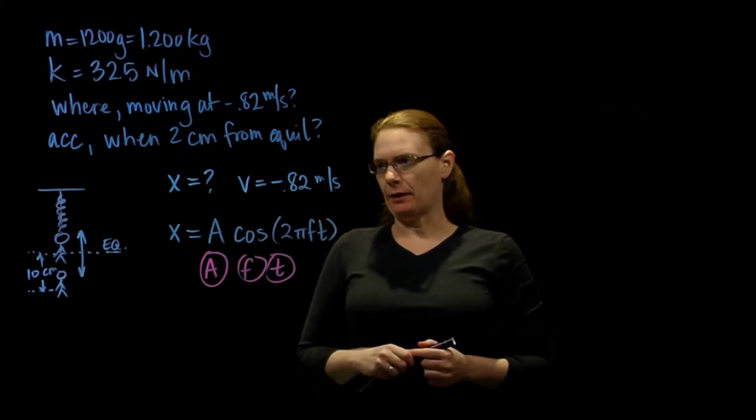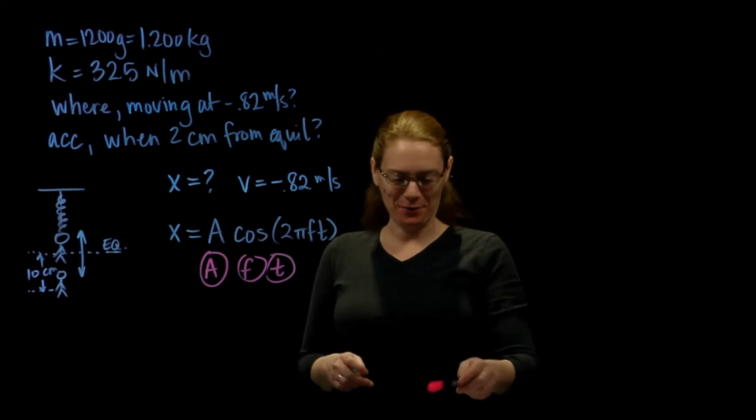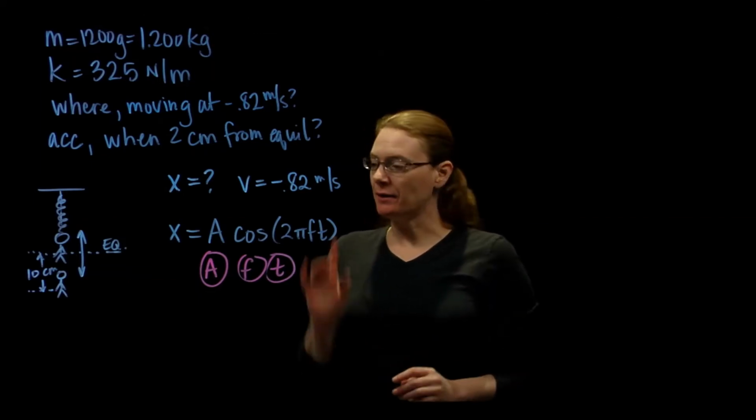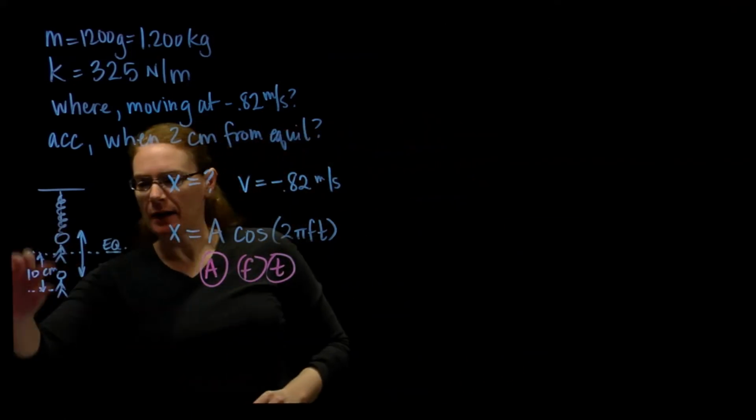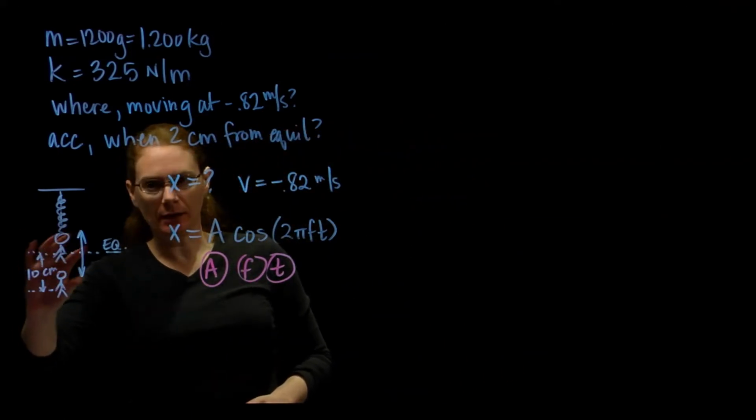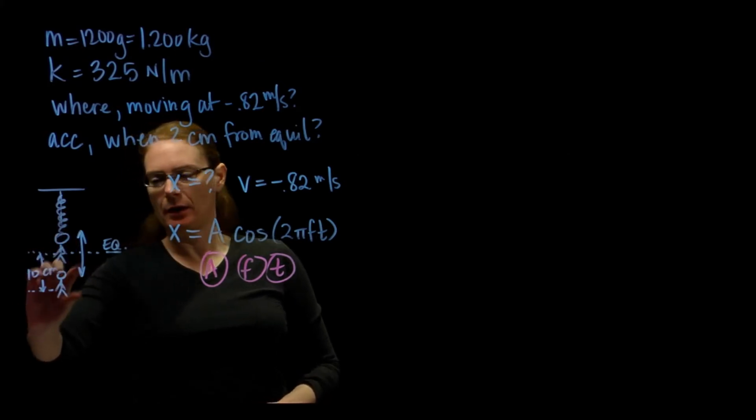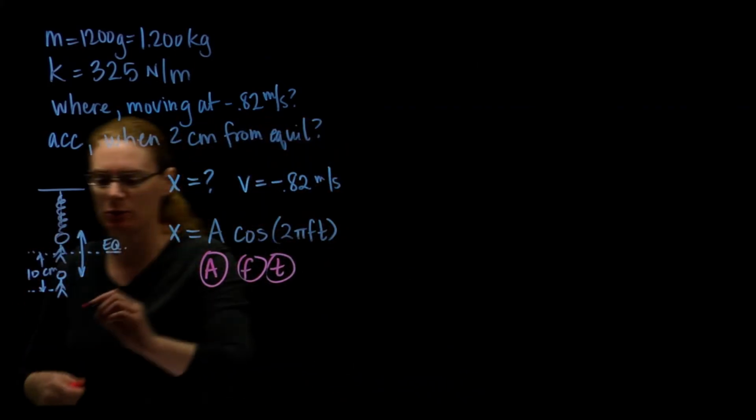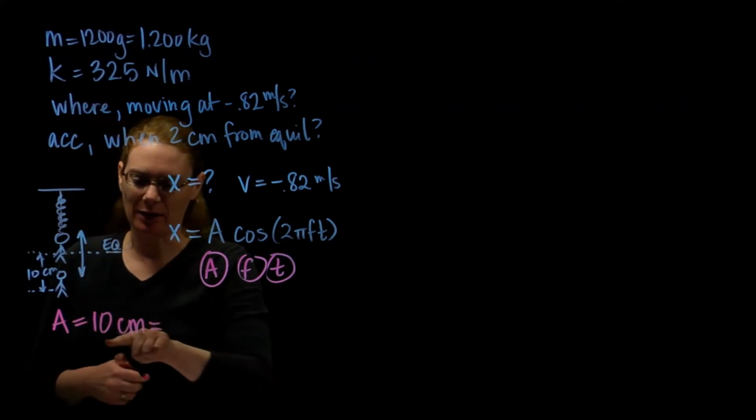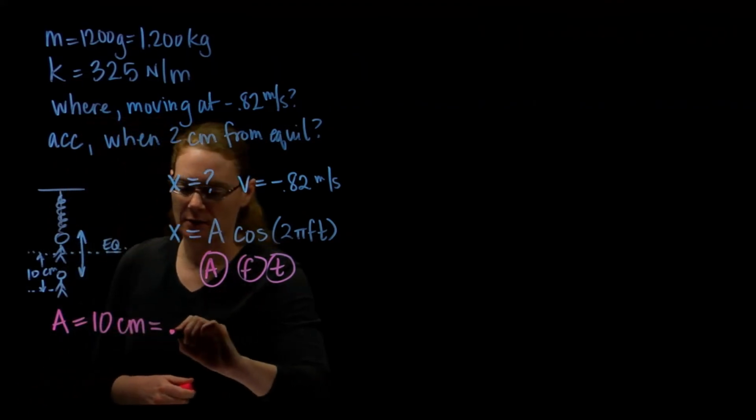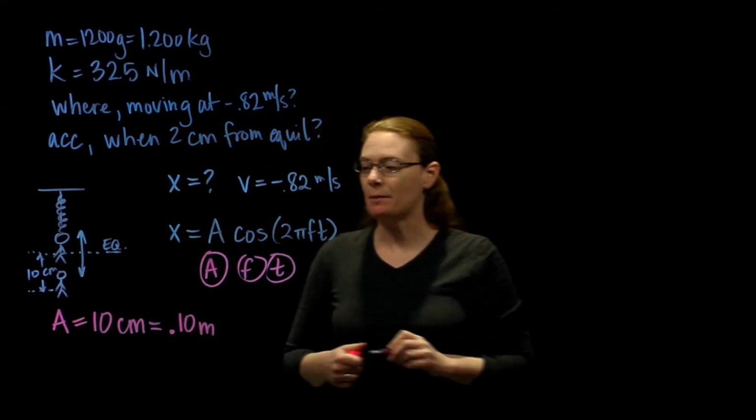What can I figure out, or what do I actually know? Not a lot. Well, actually, I do know the amplitude. If the doll is pulled down 10 centimeters, that's going to be its maximum position away from equilibrium. That 10 centimeters is the amplitude. I've got to be careful with centimeters, so I'm going to put that in meters right away so I don't get messed up later.